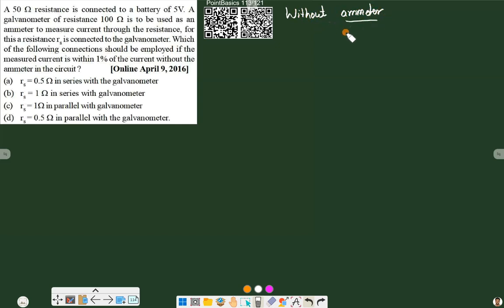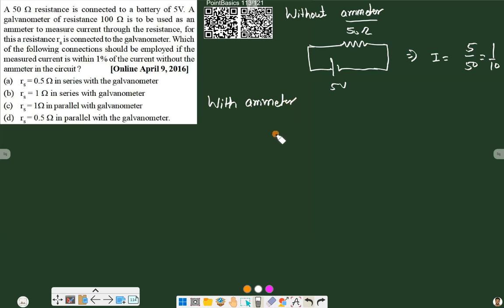Now without the ammeter, our circuit will look like this. As the ammeter is not used, meaning the galvanometer is not used, there is no parallel resistance with it. So we have basically a 50 ohm resistance with a 5 volt battery. This is our without-ammeter circuit, and from this I will be 5 by 50, that is 1 by 10 ampere. This is the current.